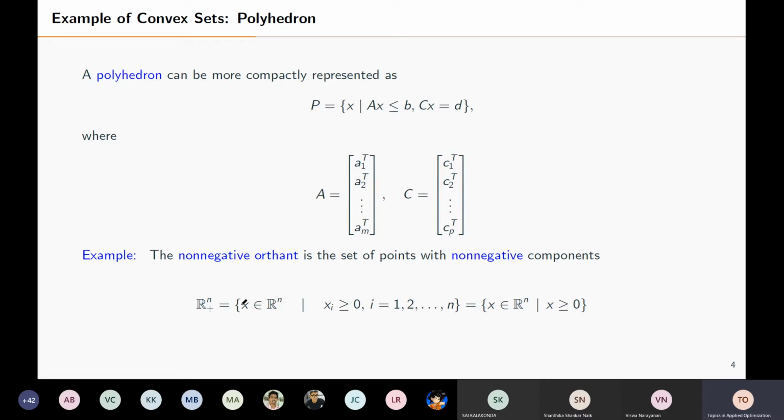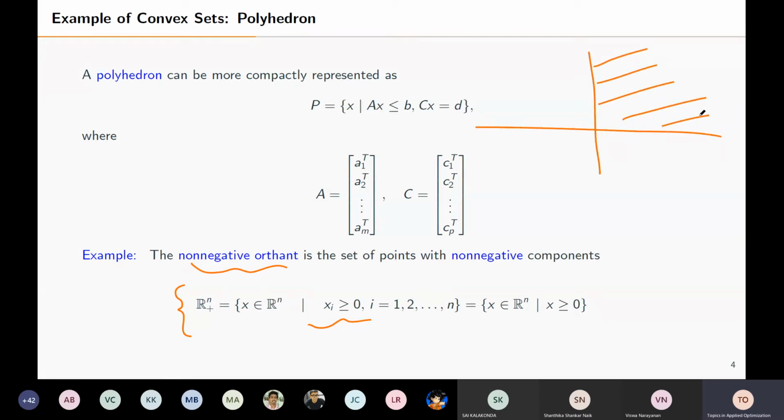So one example of a polyhedron is this. Previously, I showed you some geometric illustration, just a geometrical figure, but you can take this as one example. So what is this? This is like a non-negative orthant, so that you already know. The non-negative orthant is this part of the coordinate R2 plane, right?